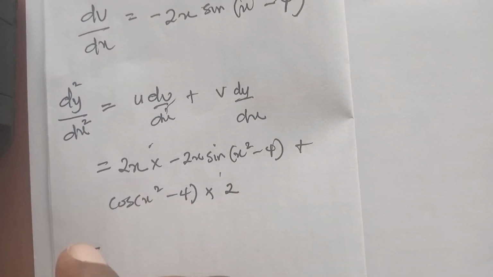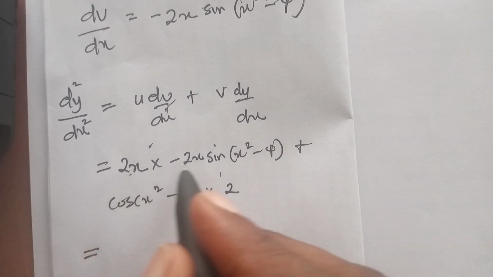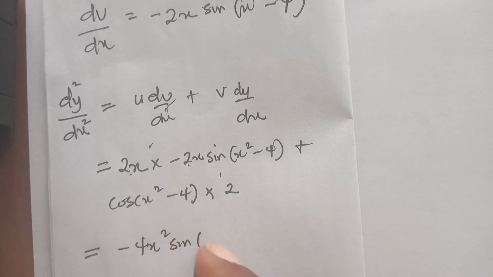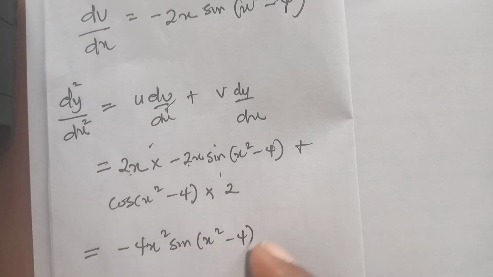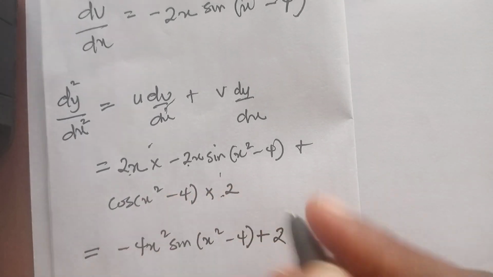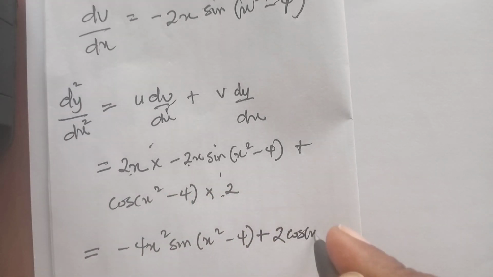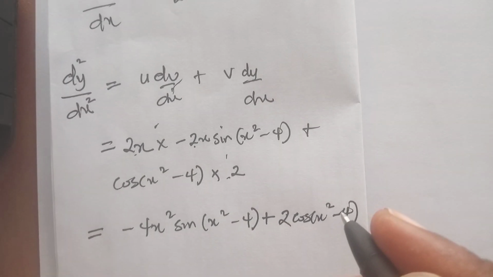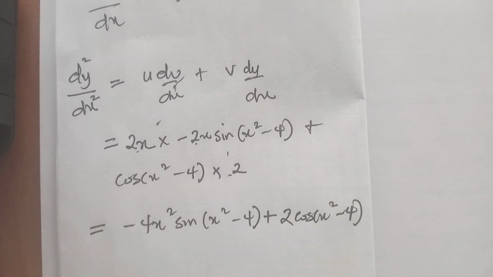So it is equal to, 2x times this will be minus 4x squared sine of x squared minus 4, then plus 2 cos of x squared minus 4. So that is the second derivative of that question.